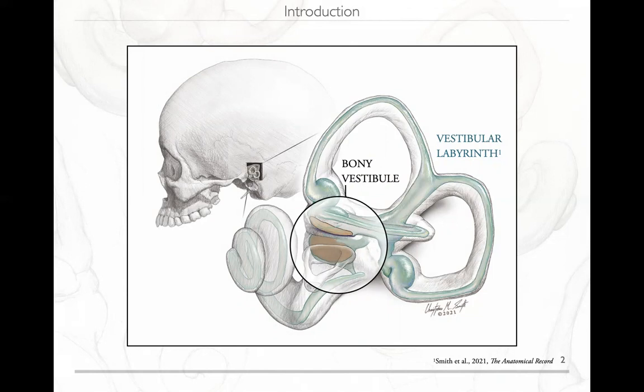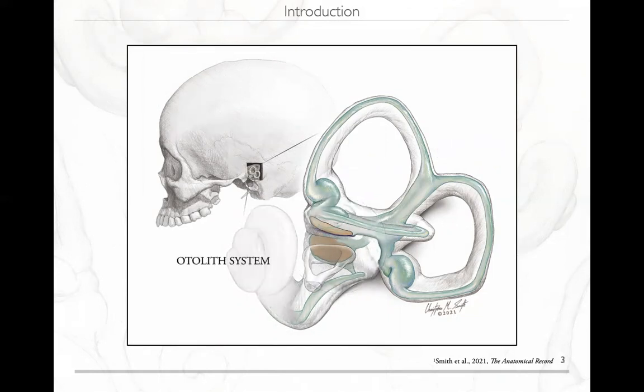So while the semicircular canals detect angular acceleration of the head, the otolith system, comprised of two otolith organs, the utricle and the saccule, instead detect linear acceleration and head tilt relative to gravity. While the utricle detects horizontal movements, the saccule instead detects vertical movements.